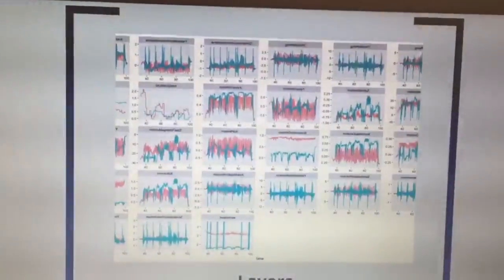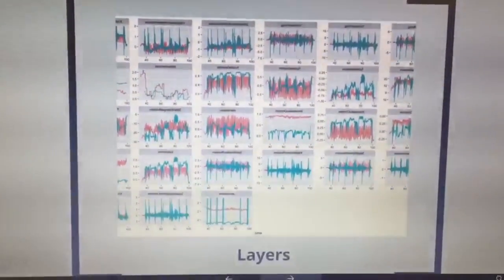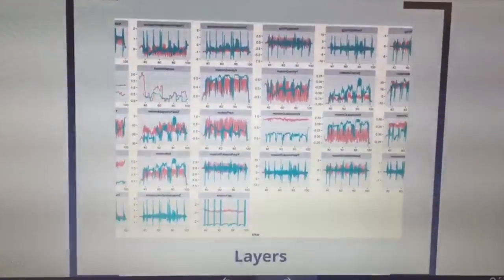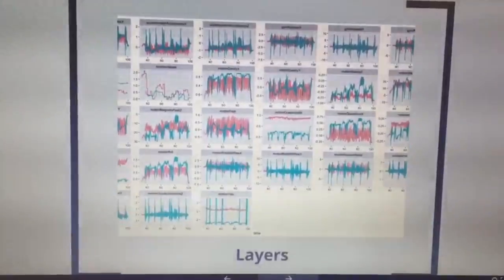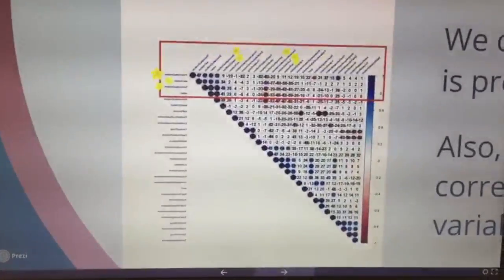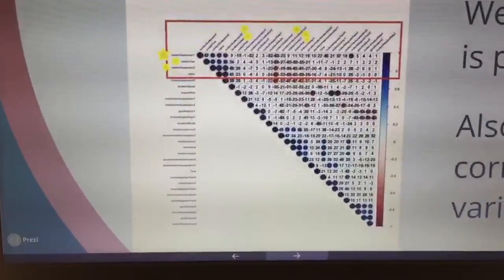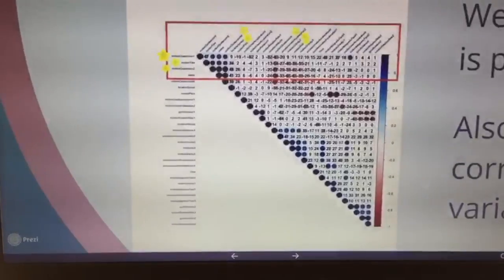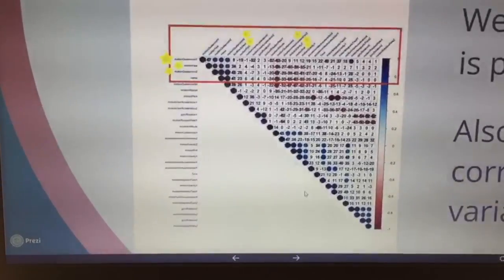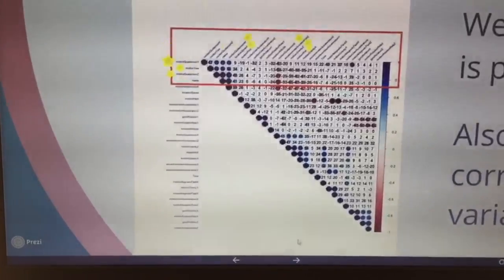And then we also did a comparison on them. We can see the red lines are for the experts, and the blue ones for the beginners. And then we did a correlation matrix here, and we can see there are some variables that have high correlations.